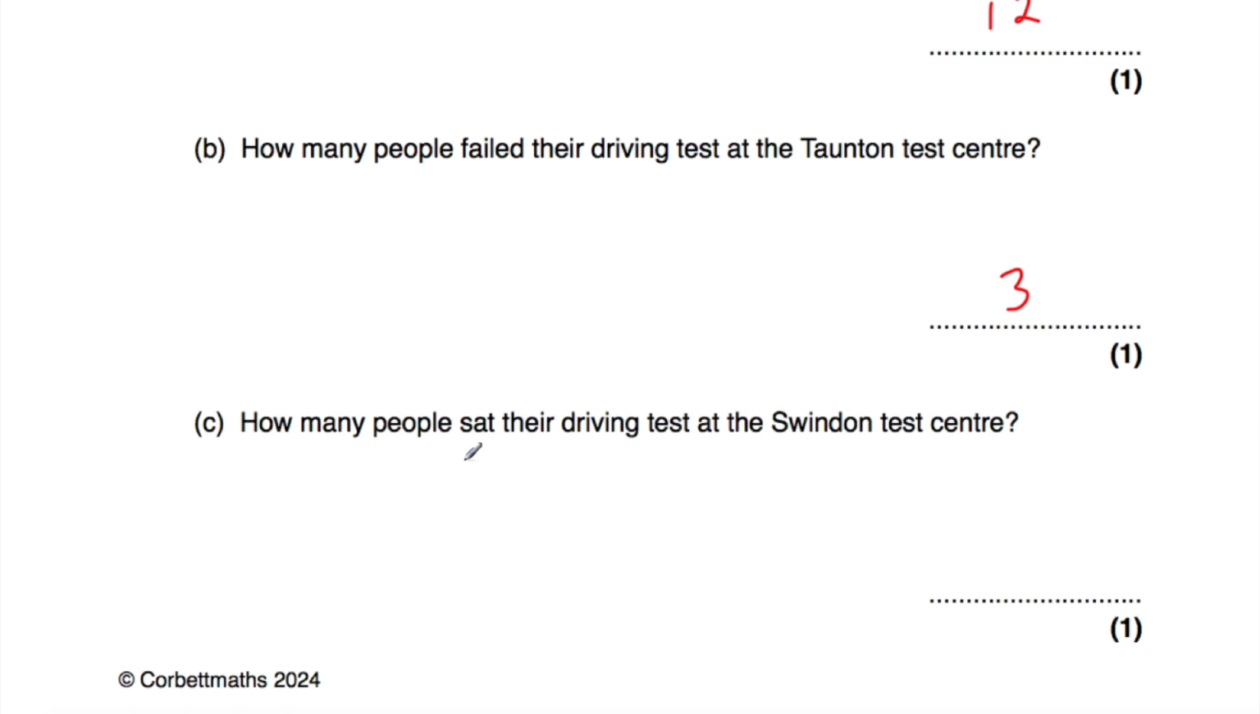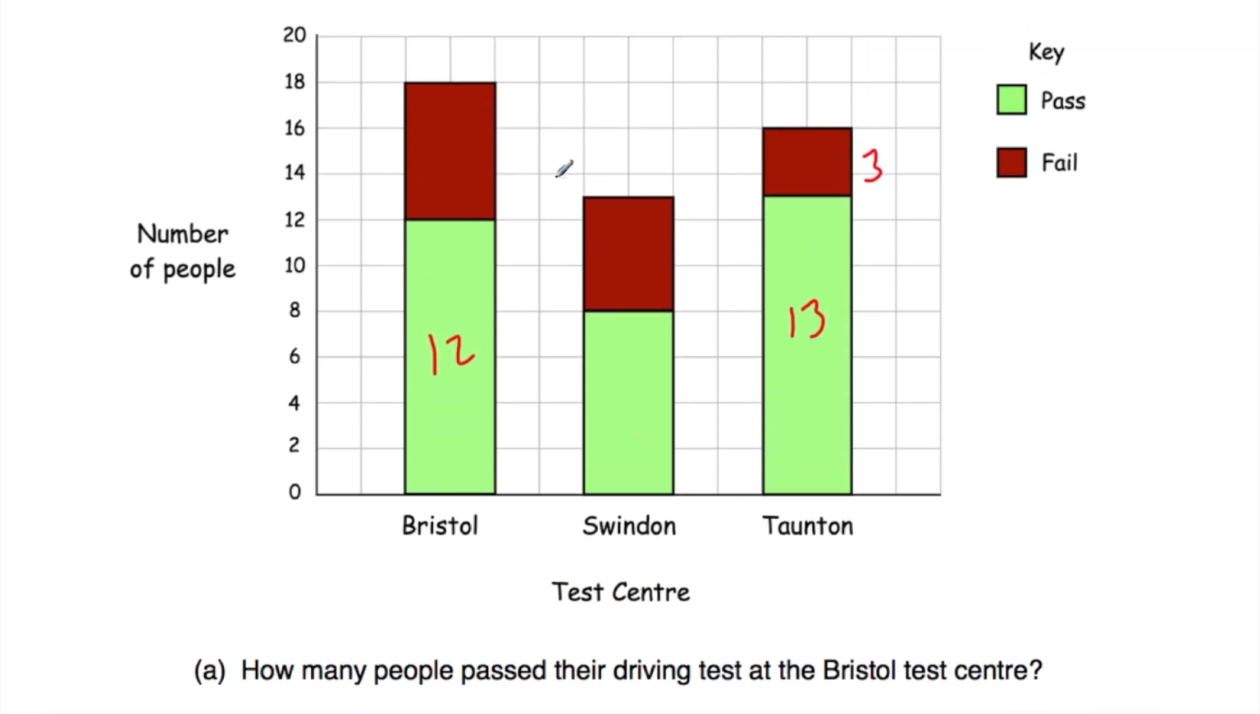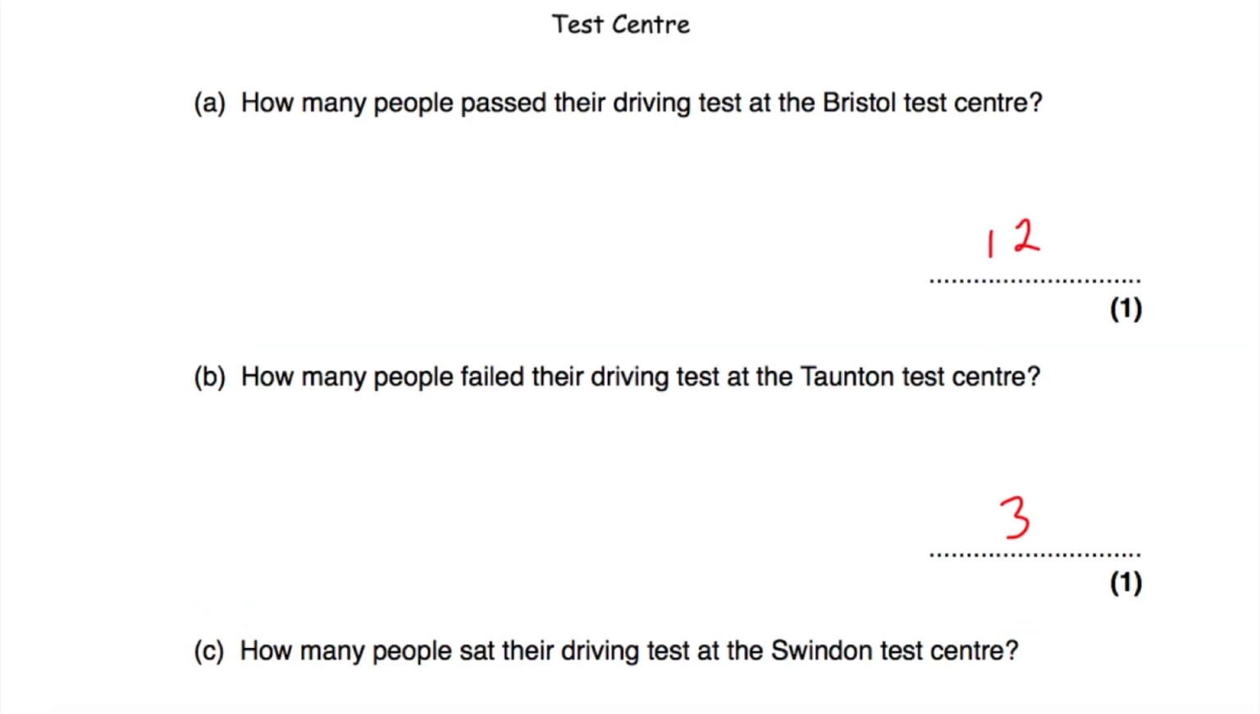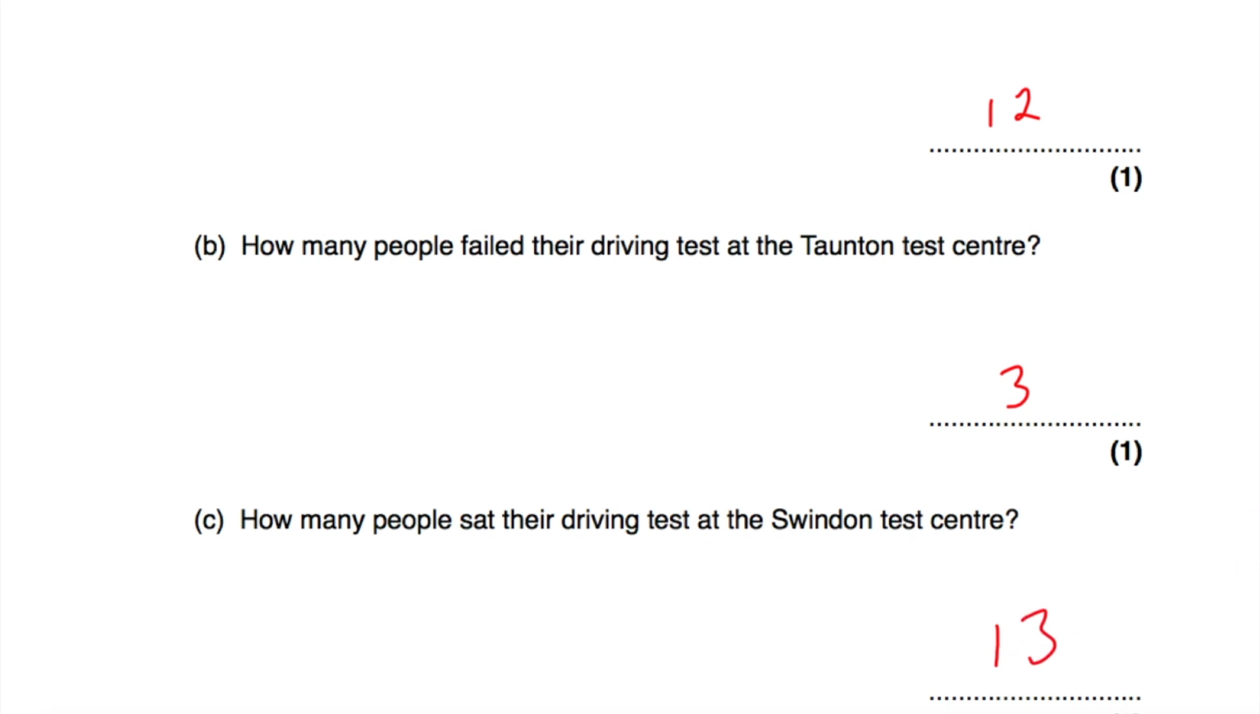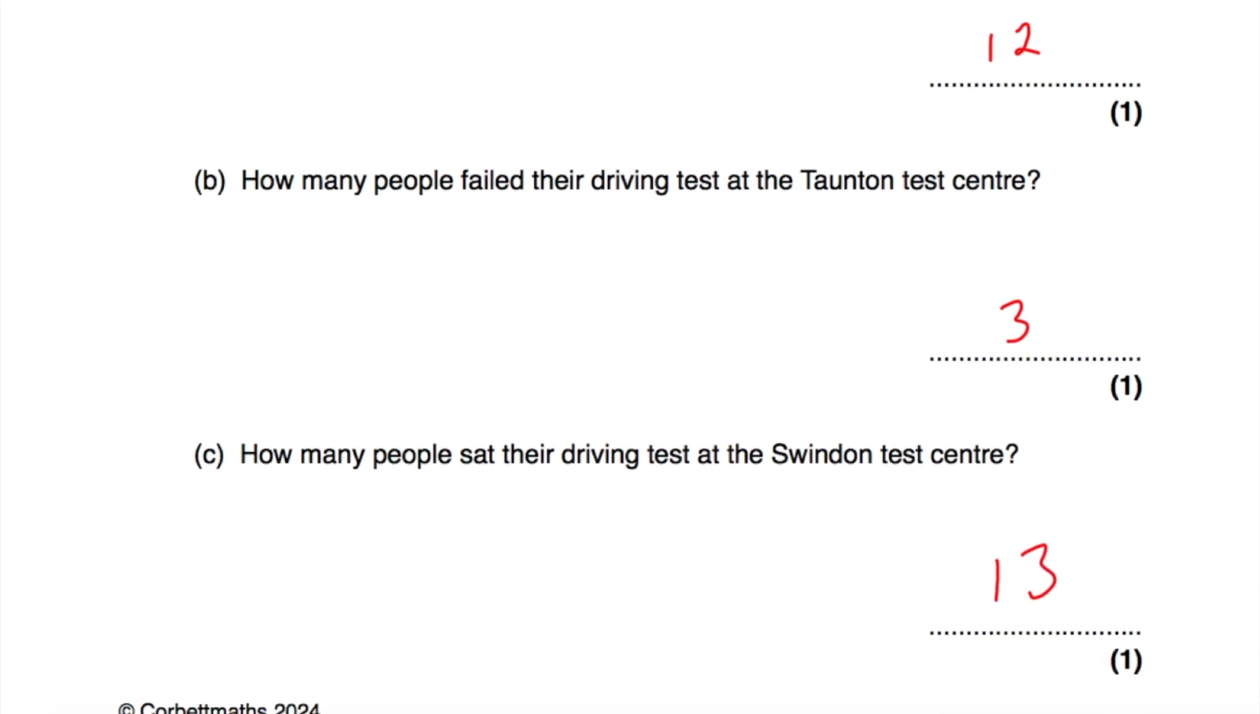Part C says how many people sat their driving test at the Swindon Test Centre. So let's go up to the Swindon Test Centre. That's this test centre here. And it's just how many people sat their driving test. So in terms of the Swindon Test Centre, you can see if we go up to its height, that's going to be in between 12 and 14. That's 13. So altogether, at the Swindon Test Centre, 13 people sat their driving tests. If we want to know how many passed, that would be 8, and the rest is 5 that failed. But we just want to know how many people sat the driving test at Swindon, so that's 13. So the answer is 13. And that's it. And if you got those, well done. Okay, let's have a look at our next question.